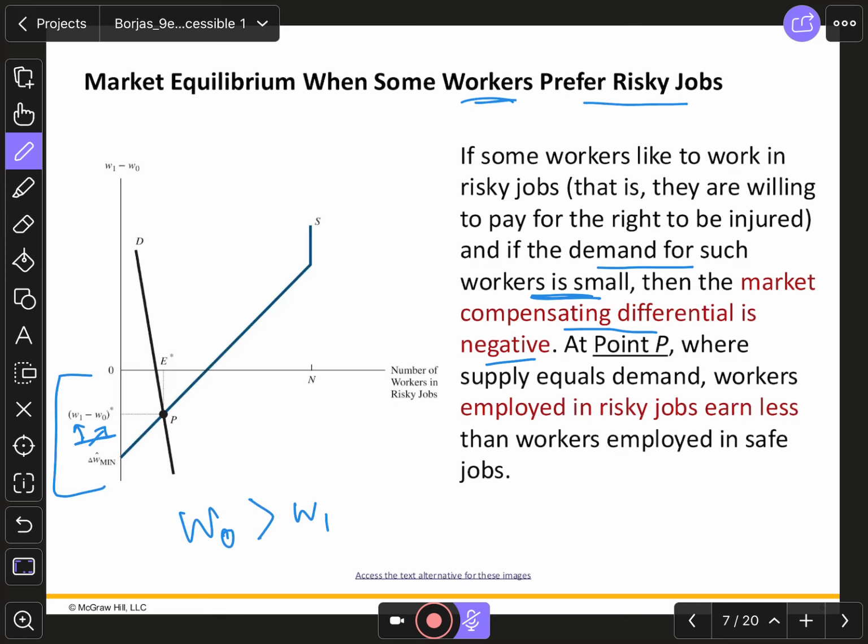So point P is the point of equilibrium where supply and demand intersect, and the number of workers employed here is E star. They're actually earning a negative gap, or in other words, they're earning less than those workers who are in the safe jobs.